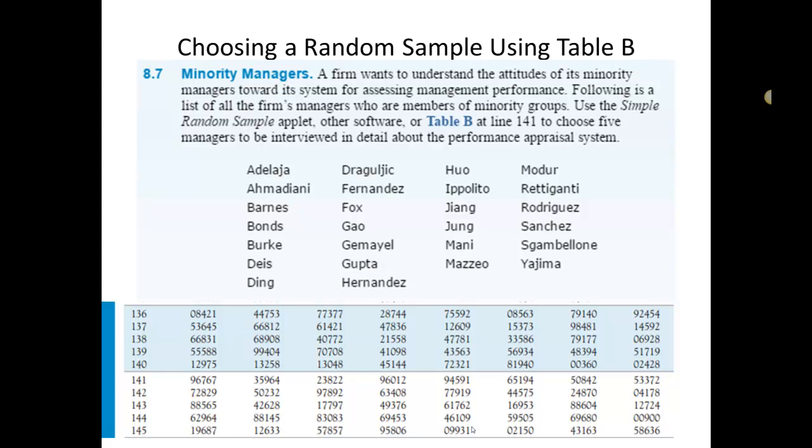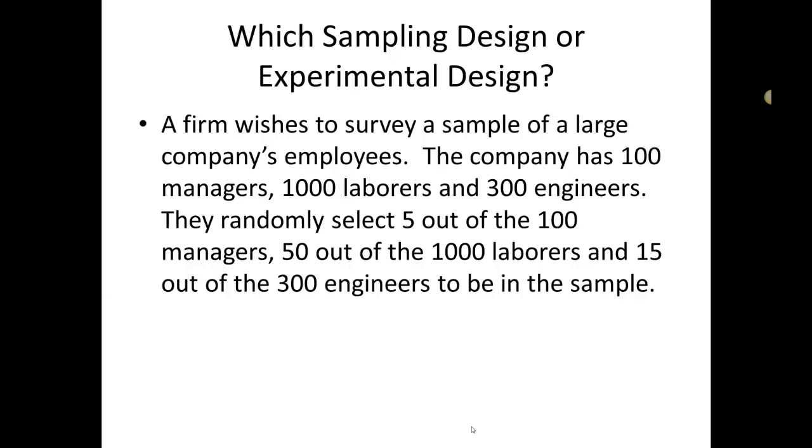All right, this is an example of how to use Table B, and in the interest of time, I think I'm going to skip this one. I'll try to come back and do this one in a separate video. So the next 4 examples are some different scenarios, and we're going to look at these scenarios and decide what type of sampling design or what type of experimental design we're dealing with.